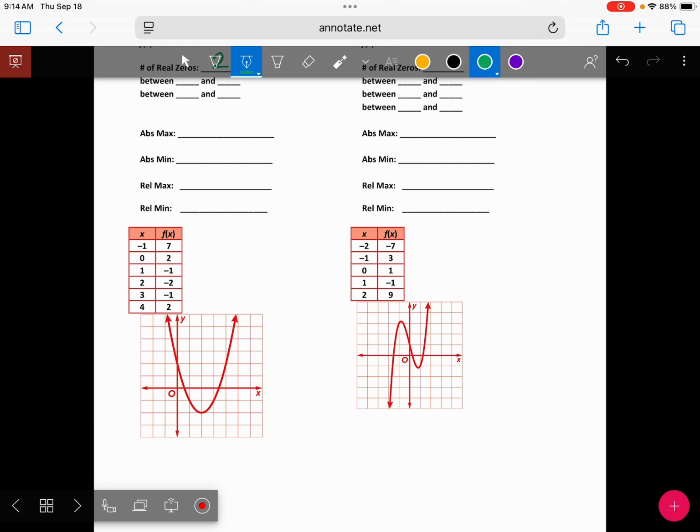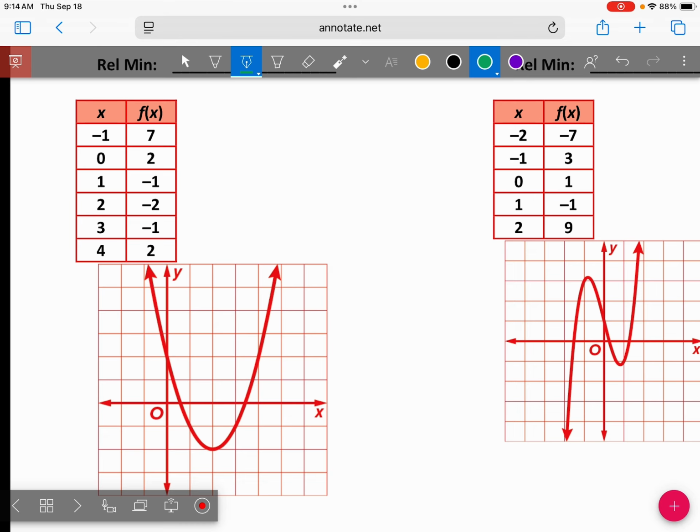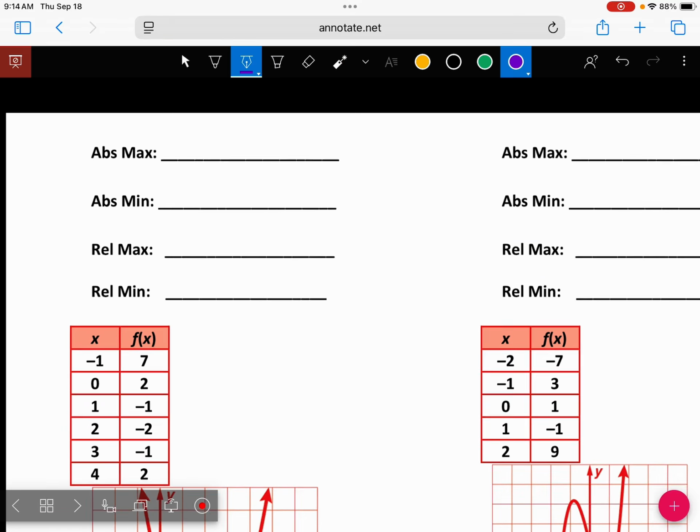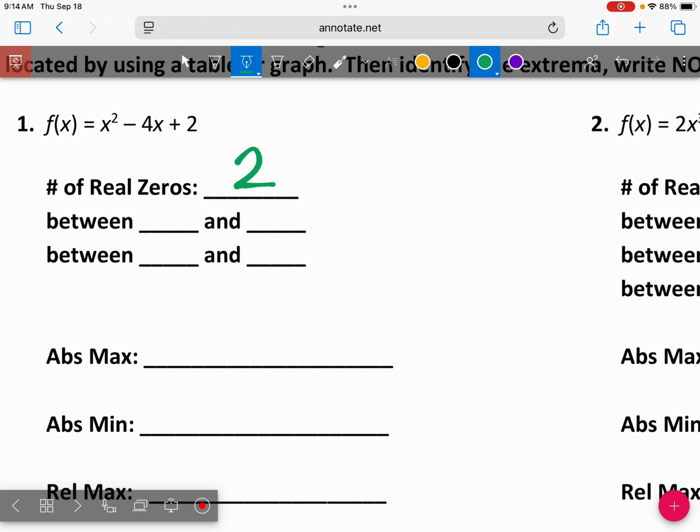Now, they don't go through at a whole value, so we have to figure out the approximate values. So the first one crosses between what 2 numbers? What is that? 0 and 1. Does everybody see that? So the first time it crosses through, it crosses the x-axis between 0 and 1. Let's go ahead and fill that in. So 0 and 1. That's the first time it crosses.